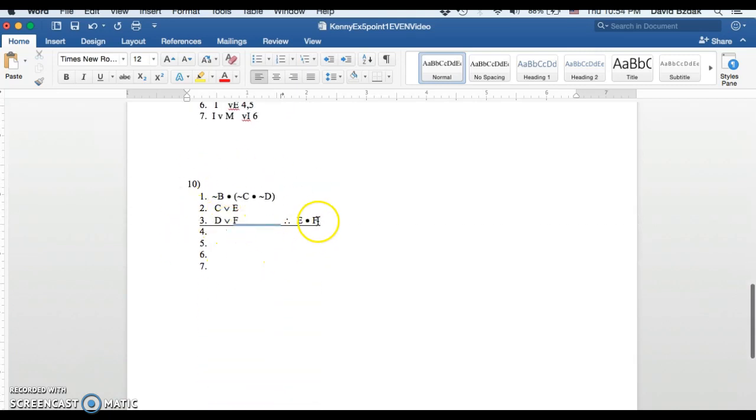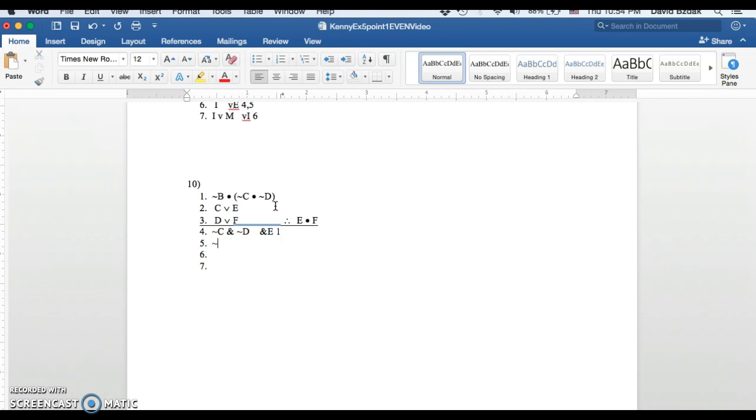Okay, number 10, last. We've got conjunction, disjunction, disjunction. We need to get a conjunction for our conclusion. We can start by eliminating this. It looks like we're not going to need the not B. So there's no B's or not B's anywhere below. So it looks like we don't need to get that, but we do need this not C and D. And not D, sorry. So conjunction elimination of 1.